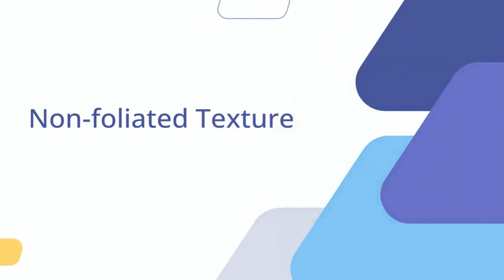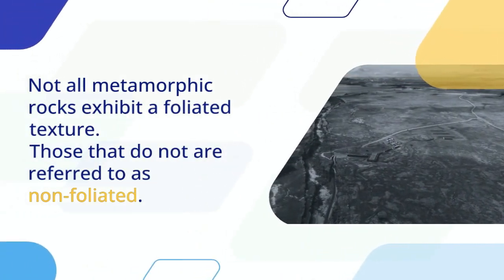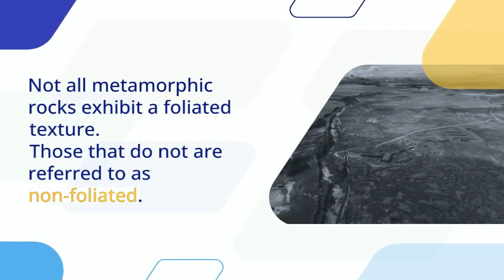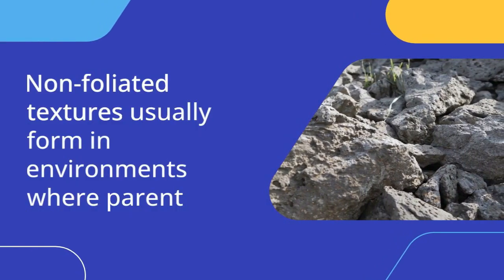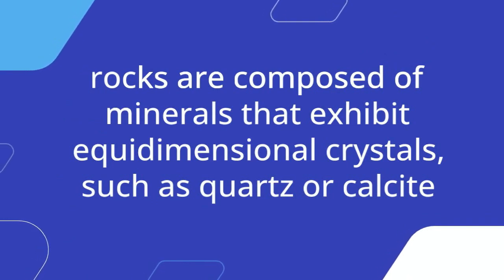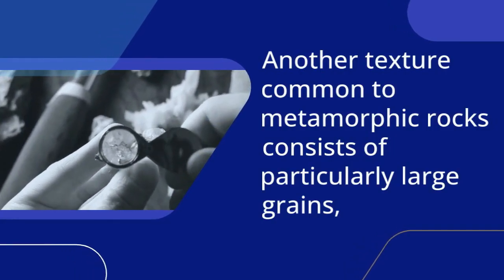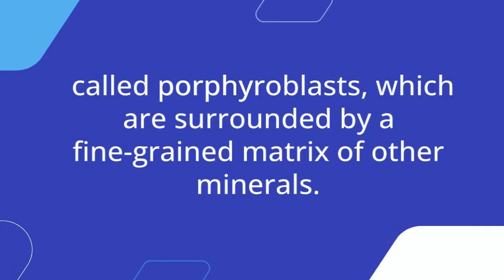Non-foliated texture. Not all metamorphic rocks exhibit a foliated texture. Those that do not are referred to as non-foliated. Non-foliated textures usually form in environments where parent rocks are composed of minerals that exhibit equidimensional crystals, such as quartz or calcite. Another texture common to metamorphic rocks consists of particularly large grains, called porphyroblasts, that are surrounded by a fine-grained matrix of other minerals.